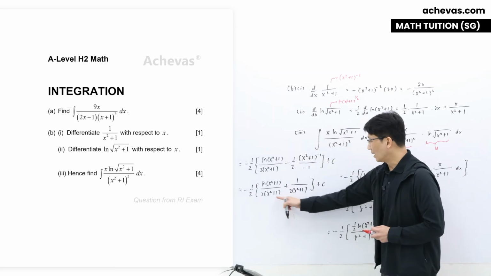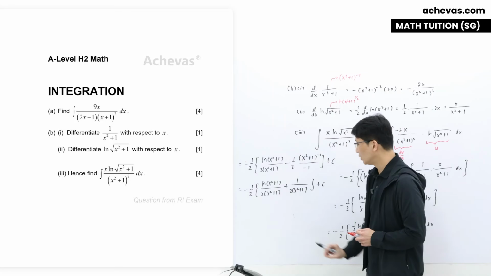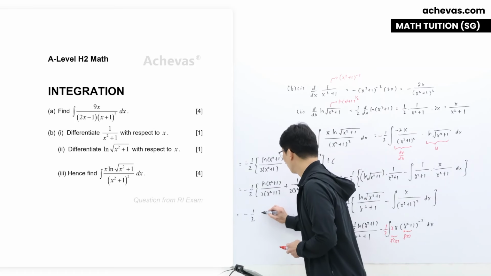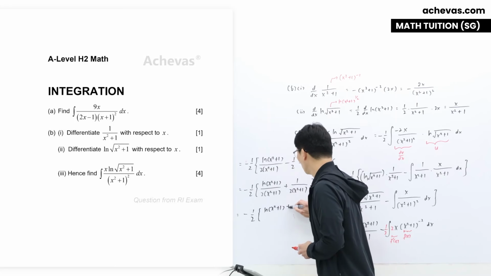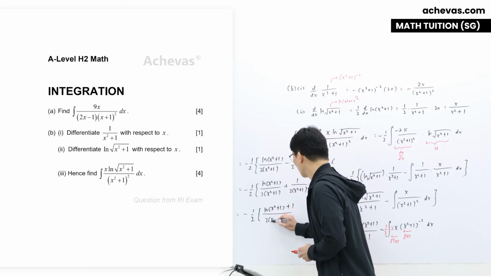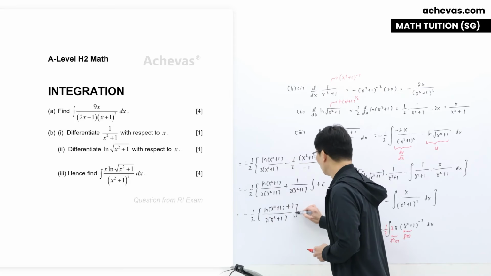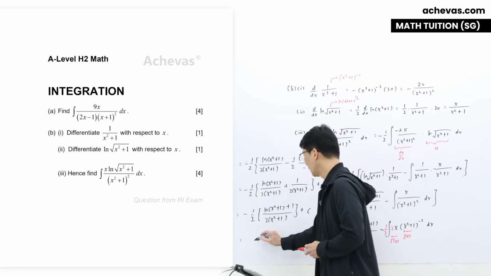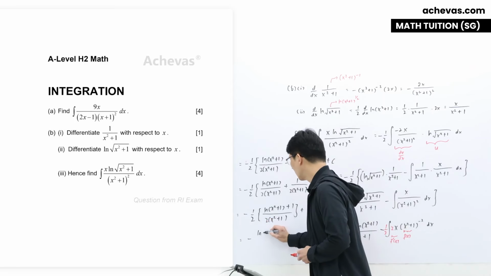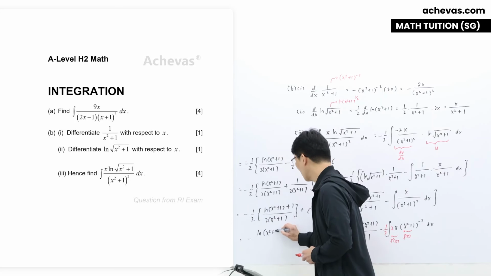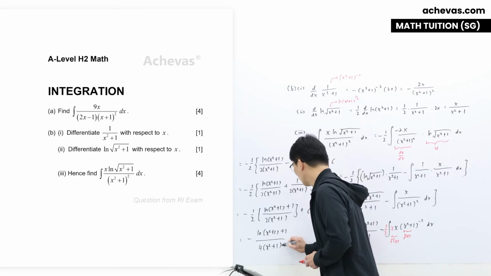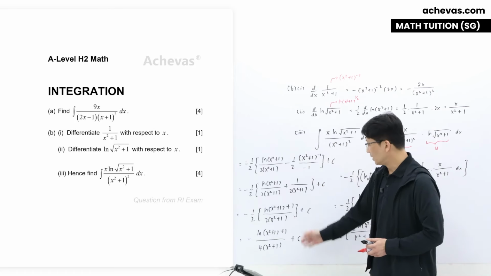In fact, we can see that the denominators here are the same, so we can merge these two fractions together. So I end up with a minus half ln bracket x squared plus 1 over 2 bracket x squared plus 1, and plus c. In fact, this answer is okay already, but maybe we can multiply this inside to make it slightly nicer. So the final answer will just be minus ln bracket x squared plus 1 over 4 bracket x squared plus 1, plus c. So this will be the final answer.